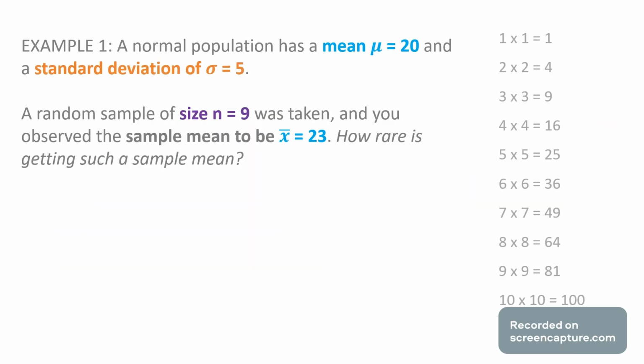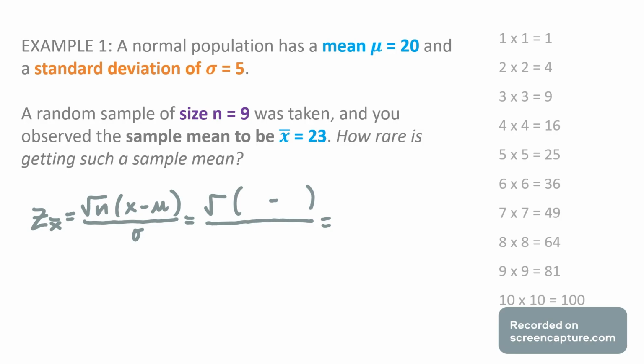Let's have an example. A normal population has a mean mu equals 20 and a standard deviation of sigma equals 5. A random sample of size n equals 9 was taken, and we observed that the sample mean x bar is 23. How rare is getting such a sample mean? First, we list our new formula. Z equals the square root of n times x bar minus mu divided by sigma.